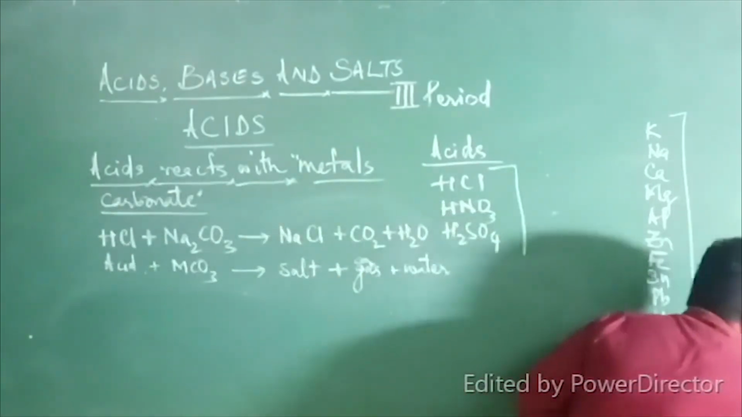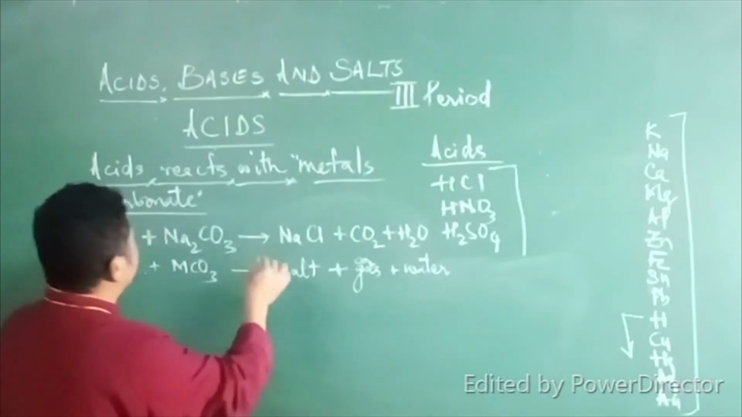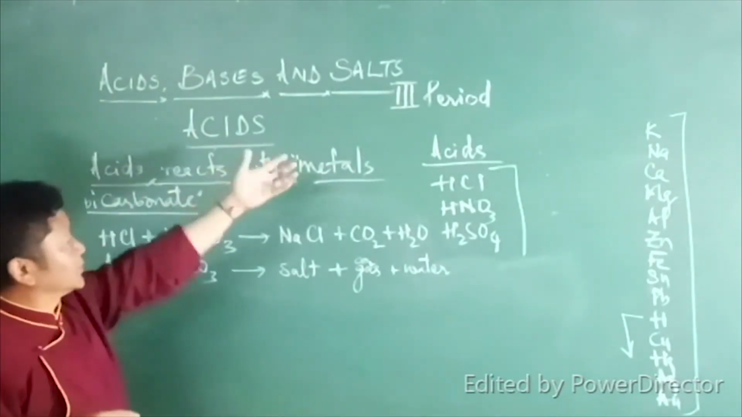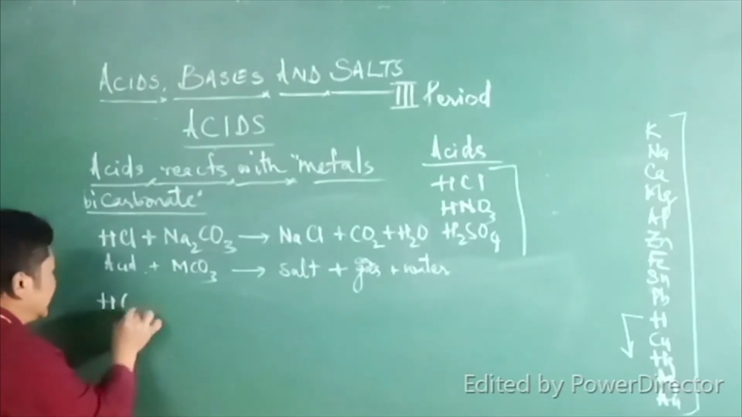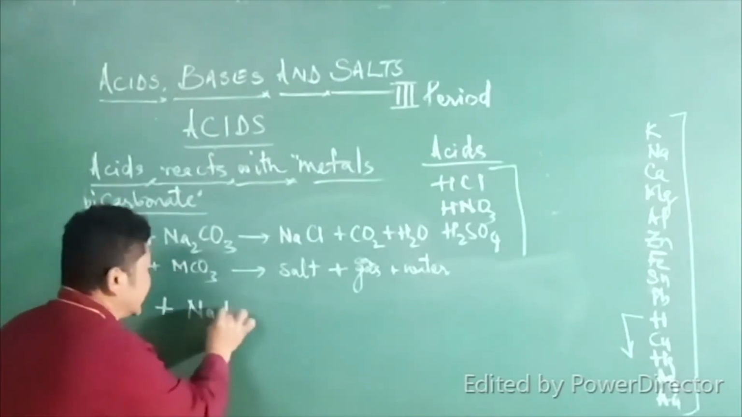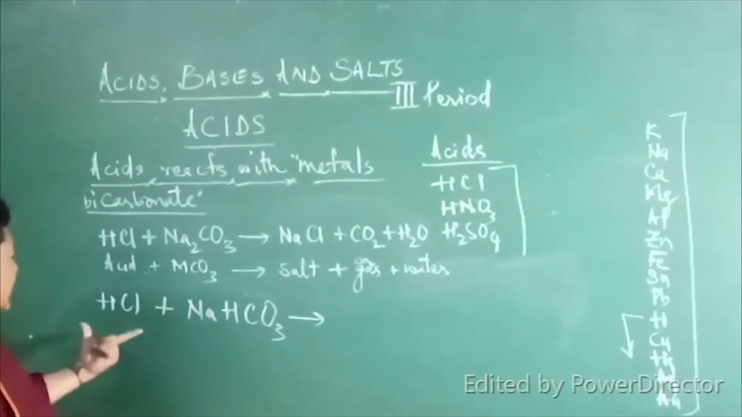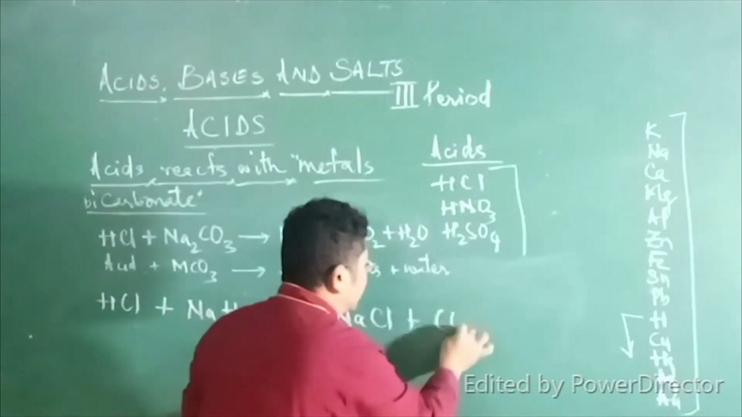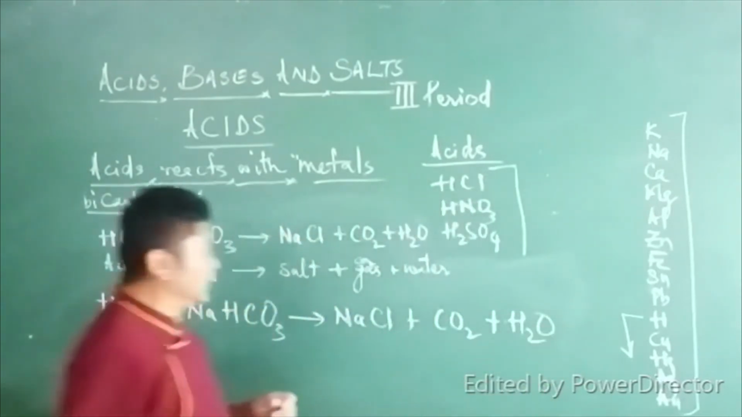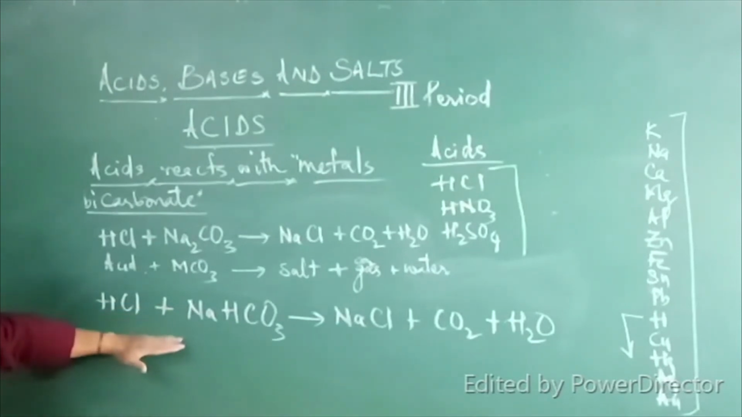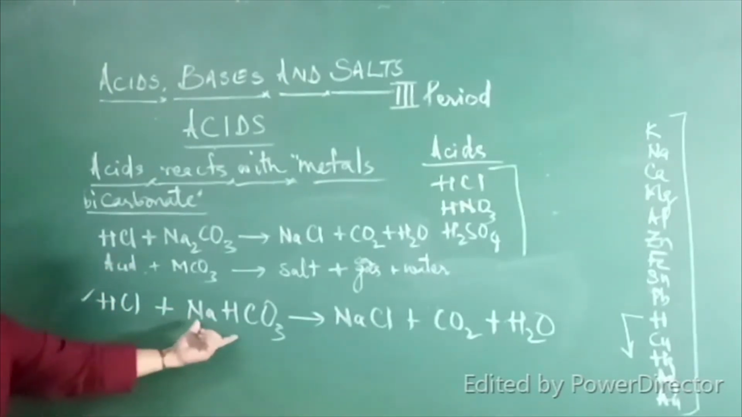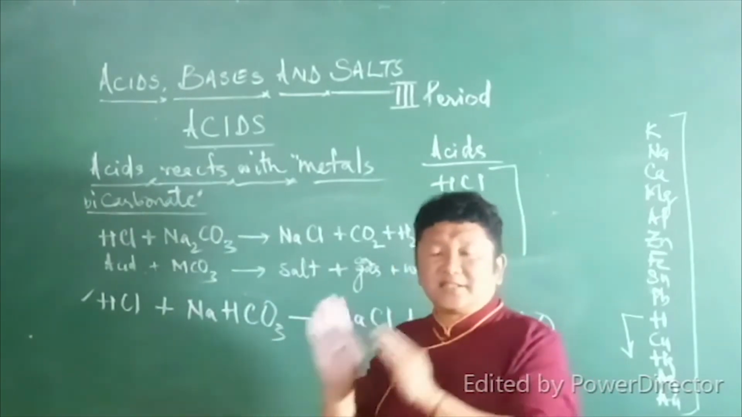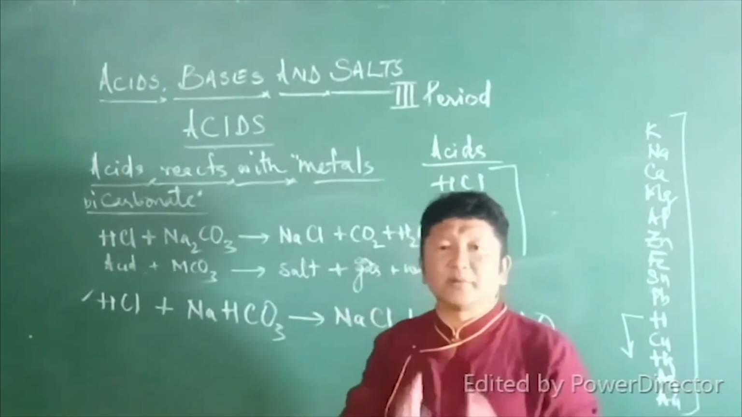Metal carbonates and metal bicarbonates react with acids. Acids react with metal bicarbonates, for example hydrochloric acid with sodium bicarbonate, or with calcium carbonate. Again the products are salt, carbon dioxide gas and water. Any metal carbonate or metal bicarbonate reacts with acids in the same way.